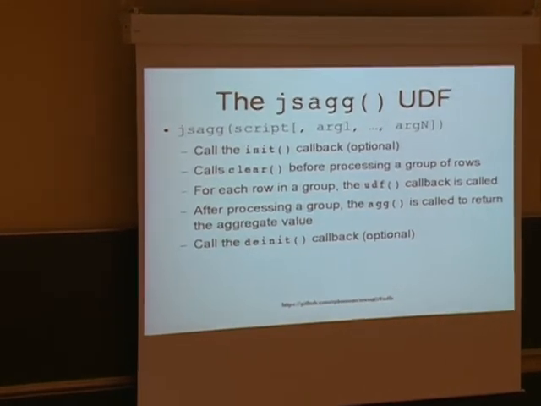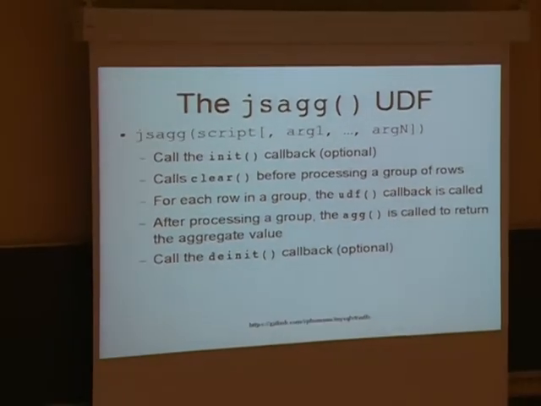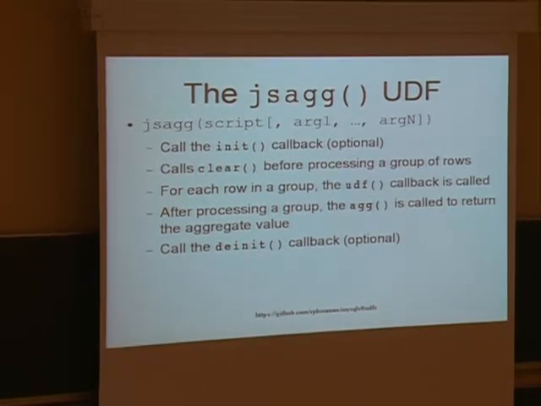Okay, now on to the JS aggregate here. JS aggregate is the JavaScript mapping of the aggregate function interface. And you can use this for cases where you can bunch up a whole number of rows and calculate some statistical value out of it and return one value for the entire group of rows. It works slightly similar, but a little bit different from the JS UDF function. First you get again a call to init. Then you get a call to clear before processing one group of rows.